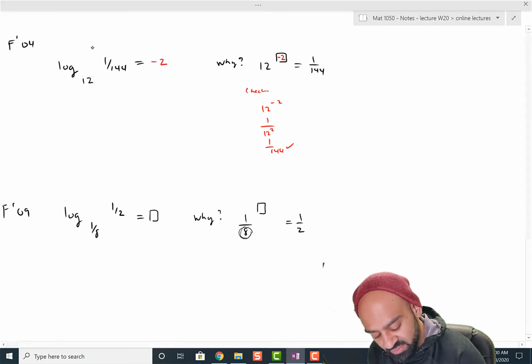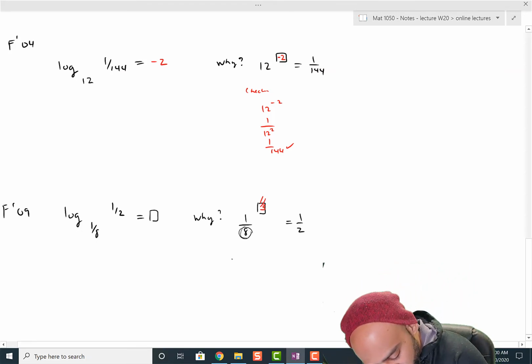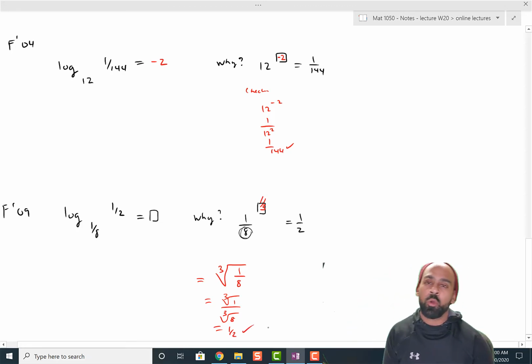So my thought process is, let me take a cube root, or what I like to call the 1/3 power. Okay, so let's check it out here. I could be wrong. So this is the cube root of 8, right? So this is the check. I'm checking out what's right there. And this ends up giving me the cube root of 1 over the cube root of 8, which gives me 1/2. Bingo.